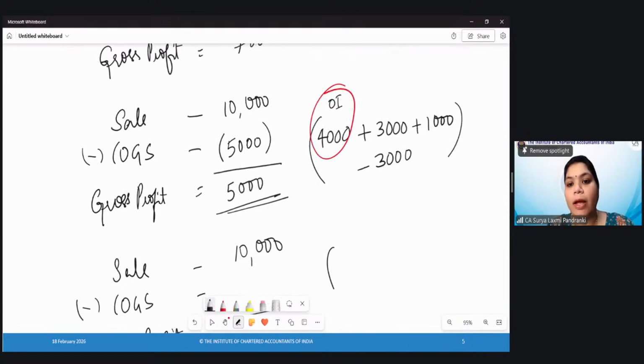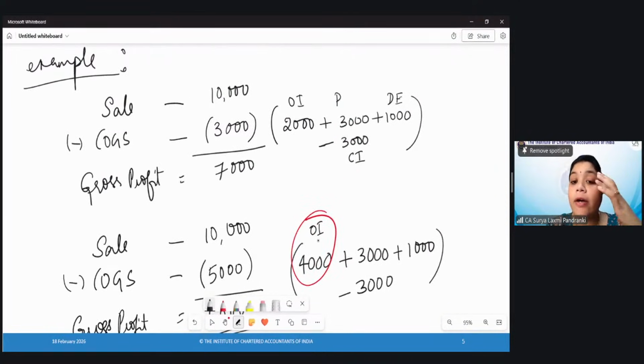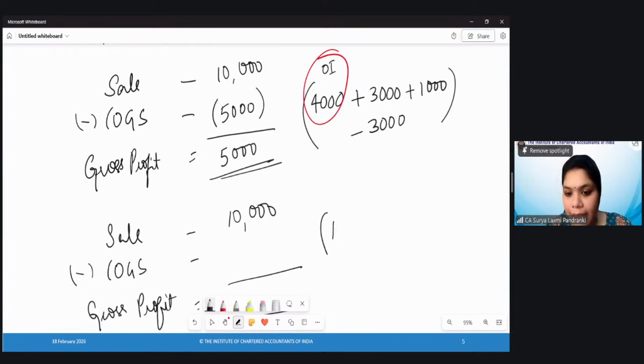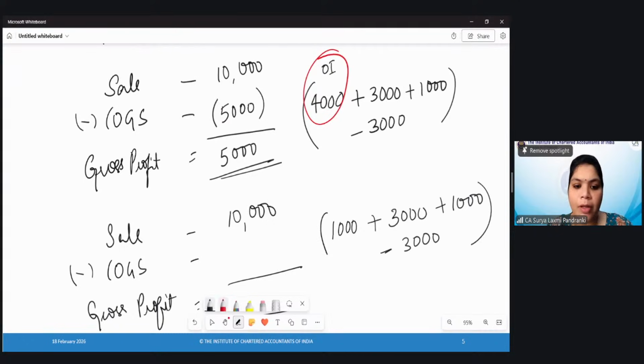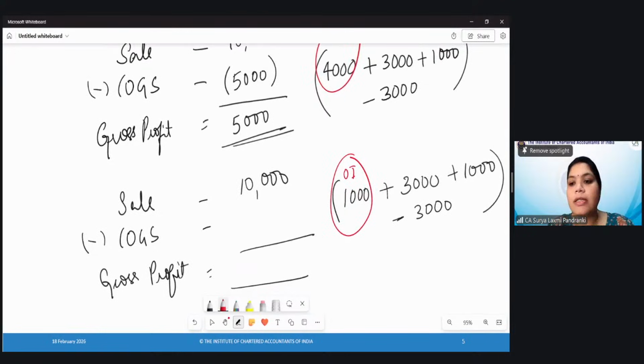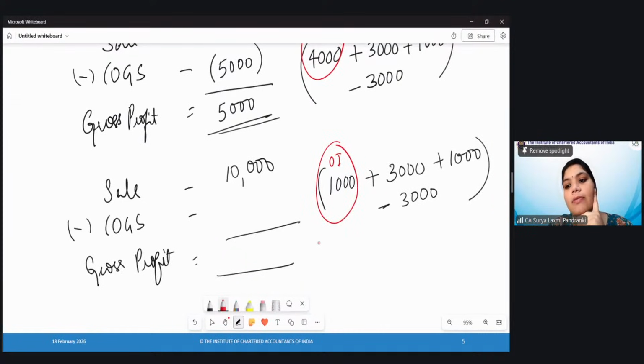Now I will change my opening inventory. Before, what did I do? If it was 2,000, I increased it to 4,000. Let me decrease it now. I'll decrease it to 1,000. 3,000 plus 1,000 minus. The rest of the numbers again remain the same. What did I change? Only the opening inventory. Right? So what is the cost of goods sold now? 1,000 plus 3,000 plus 1,000 is 5,000 minus 3,000, 2,000. This is going to give me 8,000, right?